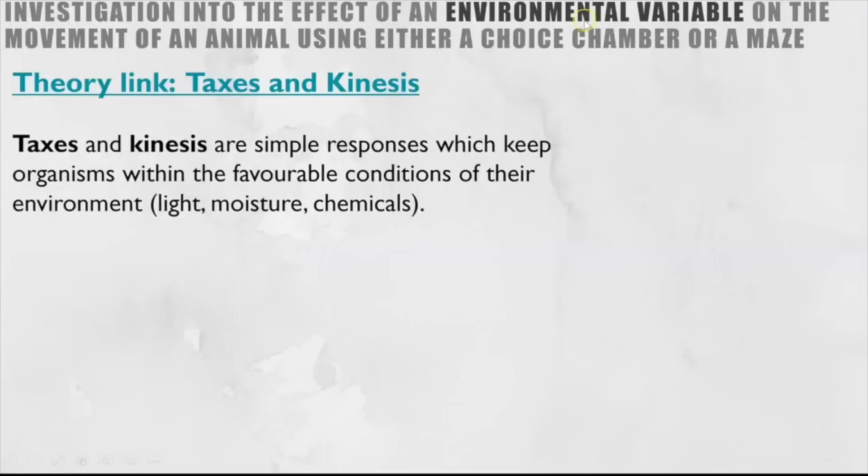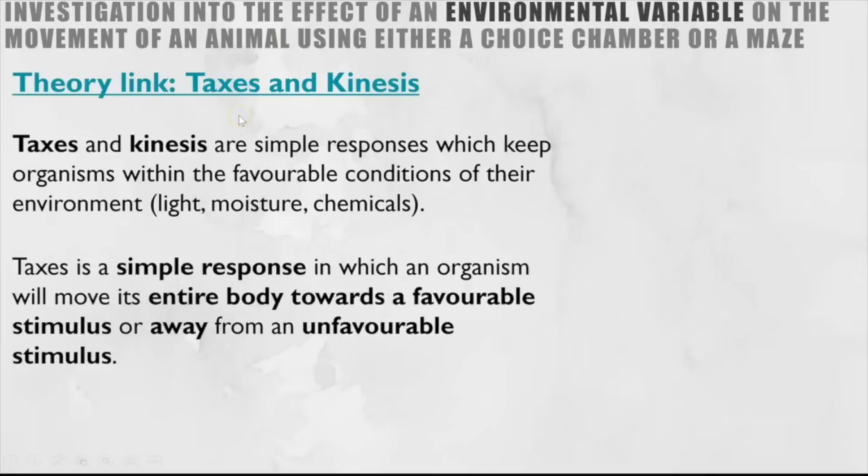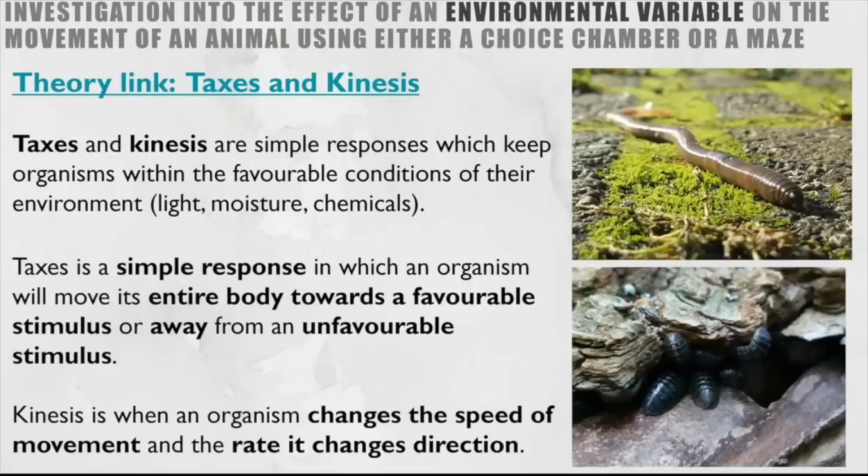So the environmental variable causing an effect on an animal's movement is linking to taxis and kinesis. Now I've actually already covered this in an earlier video, so I'll link that up here so you can go into it in more detail. The key thing you need to know is that they're both very simple responses which animals have as a way to move into more favourable conditions. And taxis is when the organism moves its entire body towards a favourable condition or away from an unfavourable, whereas kinesis is when an organism changes the speed of movement and the rate it changes direction.